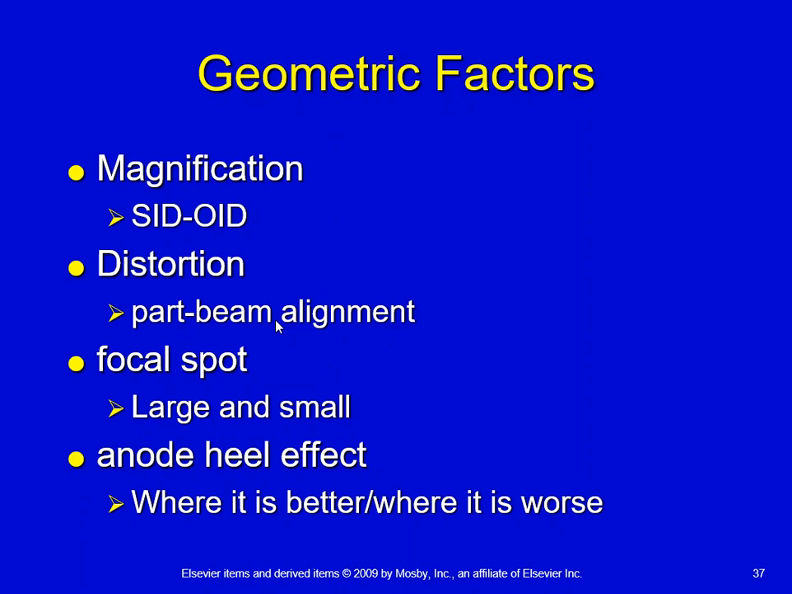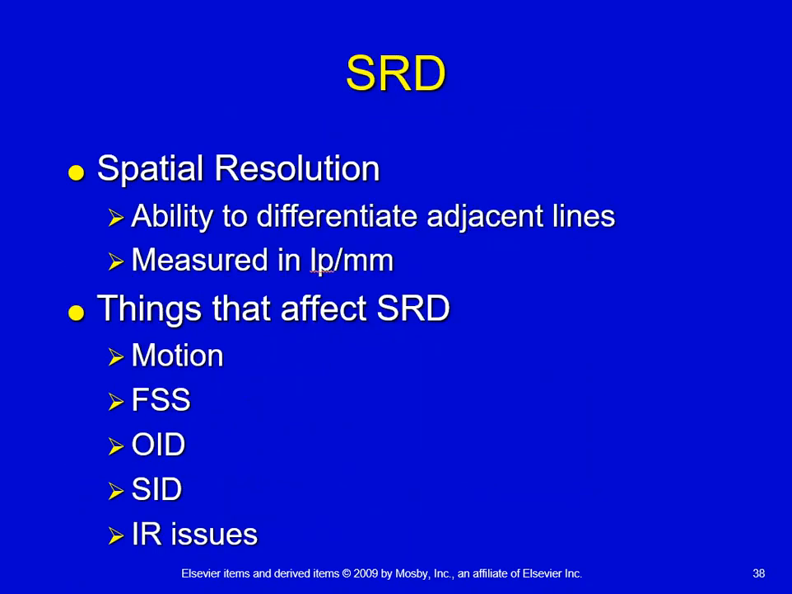So what controls our geometric factors would be anything that distorts the image or blurs the image. So I have magnification, distortion, focal spot, anode heel effect. Those all affect our spatial resolution, and that is the ability to differentiate adjacent lines, and it's measured in line pairs per millimeter. We talked about that in class on Tuesday.